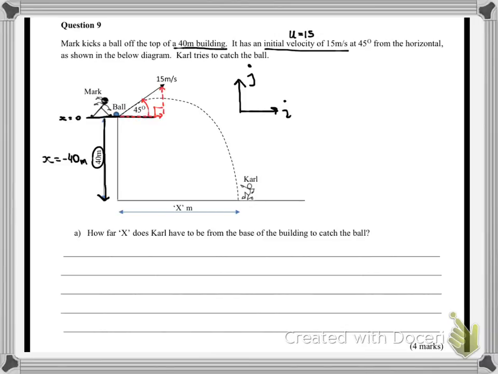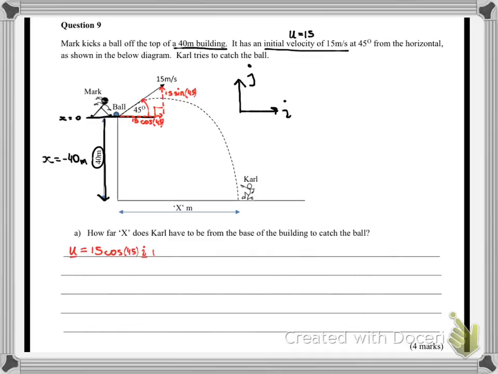Now, other things we can identify is its initial velocity of 15 meters per second. So, coming out on this angle, 45 degrees, it's kicked at 15 meters per second. So, what is that in the i direction and the j direction? We break down our velocity vector of 15 into a horizontal component, that's 15 times cos 45, and a vertical component, 15 times sine 45.